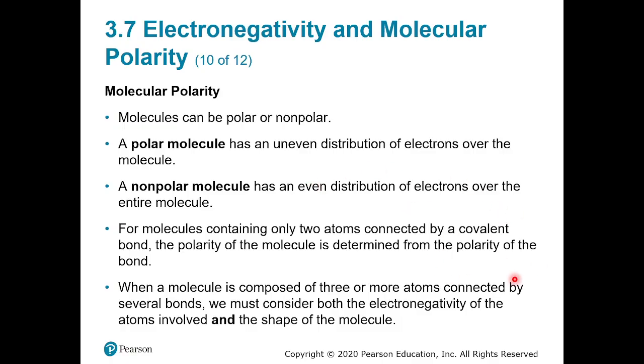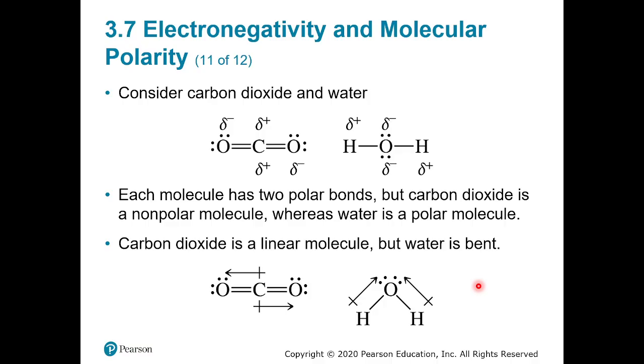For molecules containing only two atoms connected by covalent bonds, the polarity of the molecule is literally just the polarity of the bond. You don't have to worry about anything else if it's just two atoms. If it's more than two atoms, i.e. three and more, then you have to worry about whether they match each other or they oppose each other. Okay? And I'll show you an example in just a second. So the shape of the molecule becomes important.